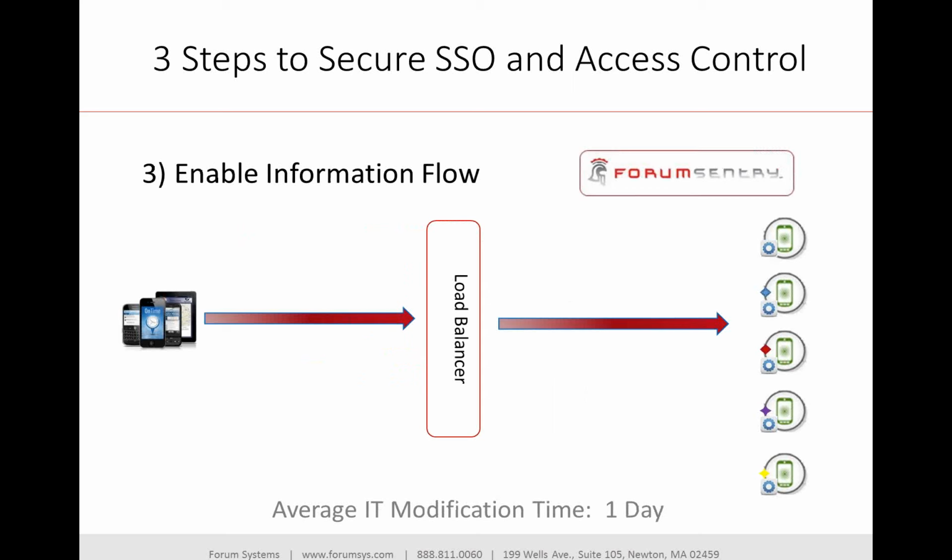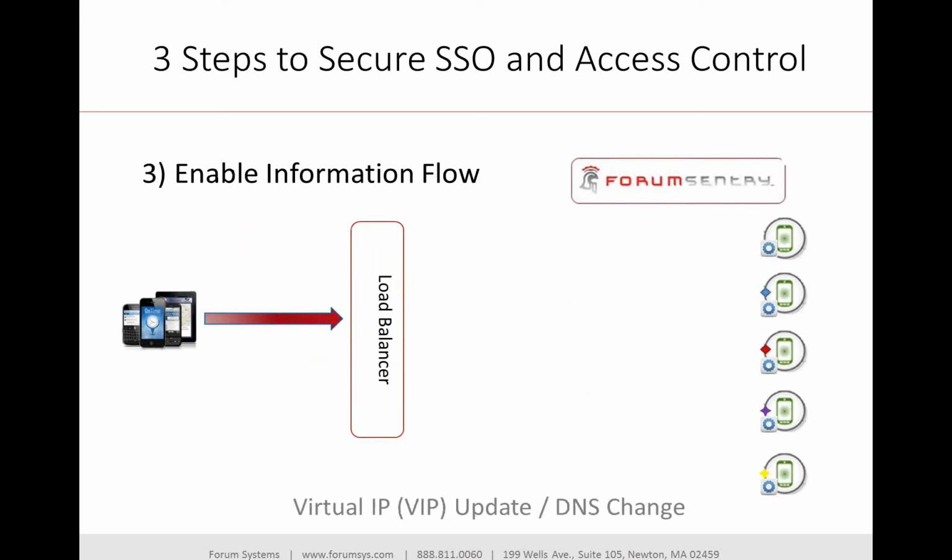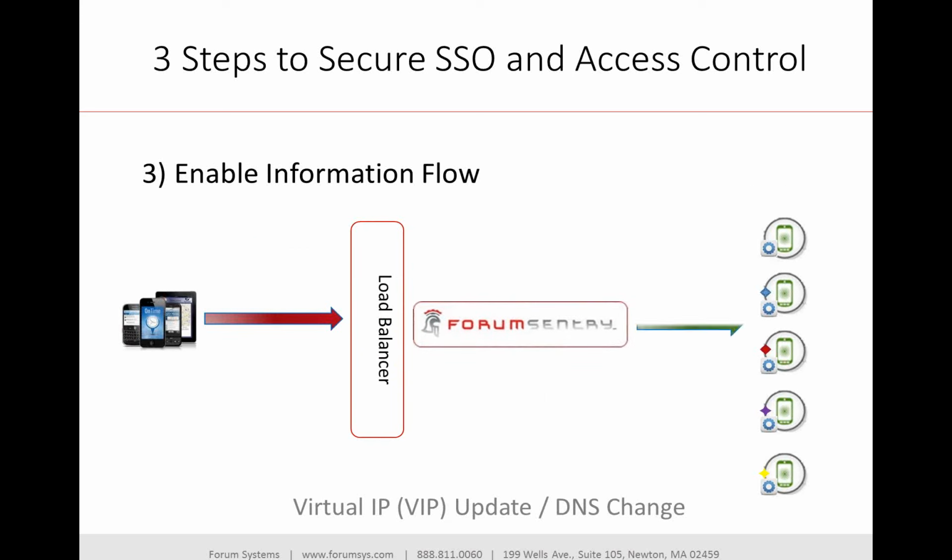And then finally, the standard information flow just simply needs to be redirected to enable that information to flow through Sentry, so those rules can be enforced and applied. Now this is often quite seamless. Often not a single line of code has to change in either the client or the service infrastructure to basically be a seamless intermediary, and that's usually through a virtual IP VIP update on the load balancer or a DNS change to redirect it.